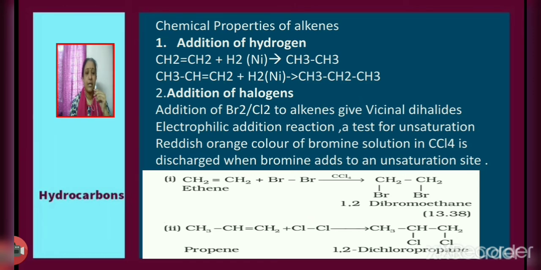For example, ethene reacts with bromine in carbon tetrachloride to give 1,2-dibromoethane. Here, the bromine molecule will get added across the carbon-carbon double bond. Now consider another example, propene. Propene reacts with chlorine to give 1,2-dichloropropane. Here, chlorine gets added across the carbon-carbon double bond.